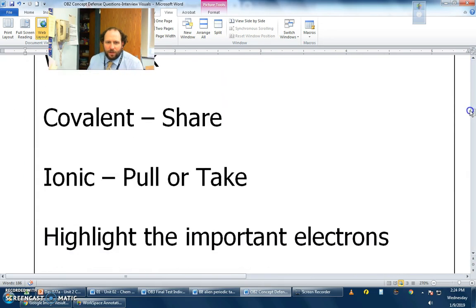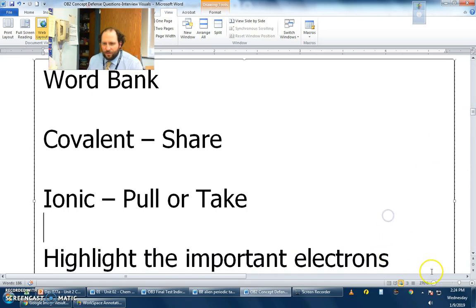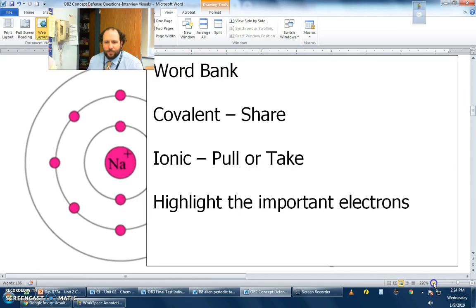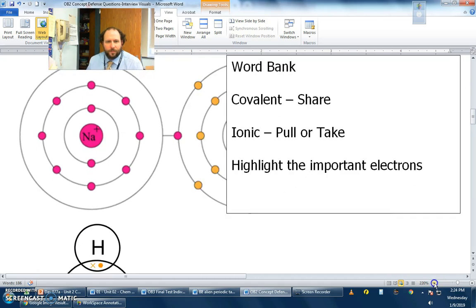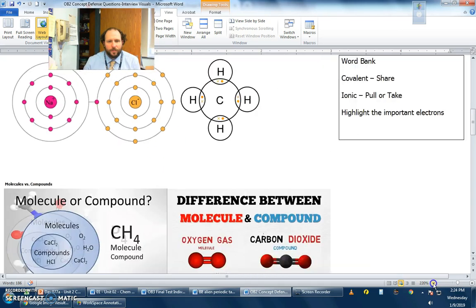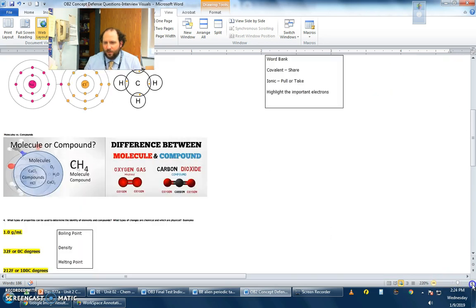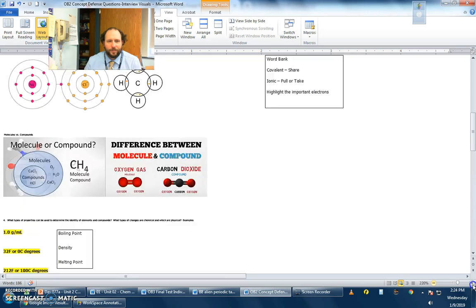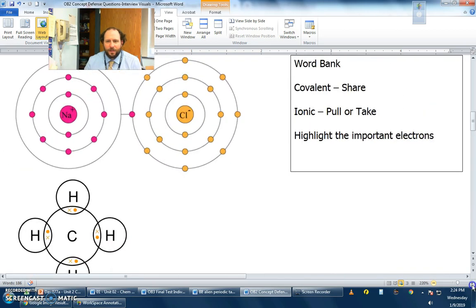Molecules versus compounds. You know what I need to do? Zoom out a little bit. All right, perfect. Too far, too far. Everything runs a little bit slower sometimes on this computer.